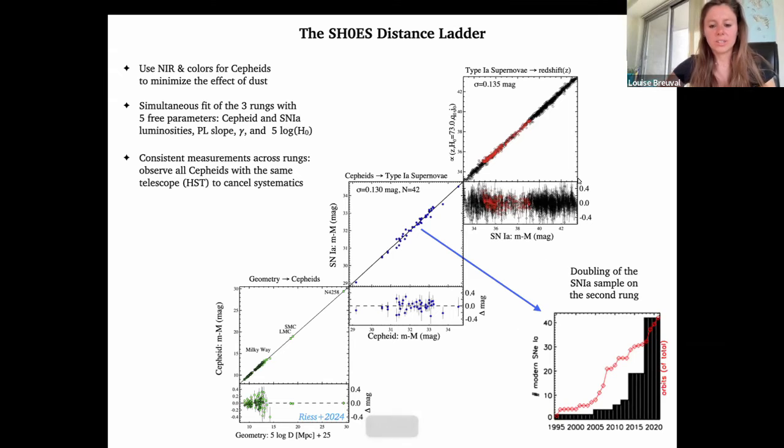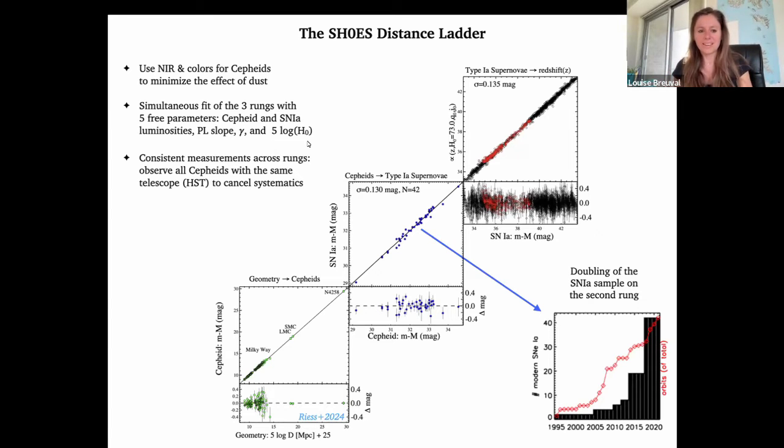And we fit simultaneously the 3 rungs with 5 free parameters: the Cepheid and supernovae brightness, the slope of the PL relation, gamma, the metallicity dependence. I have a couple slides on this later, and finally 5 log H0.